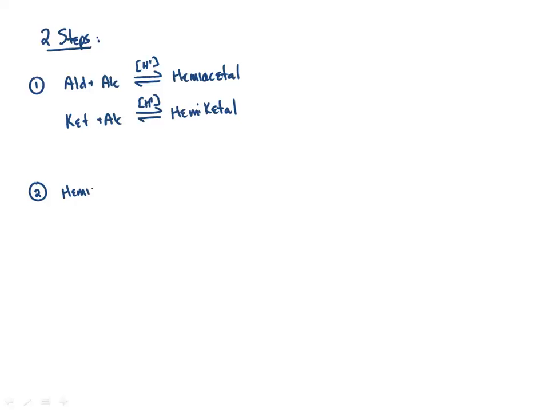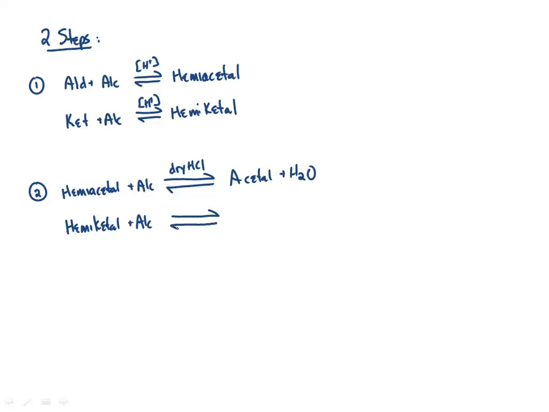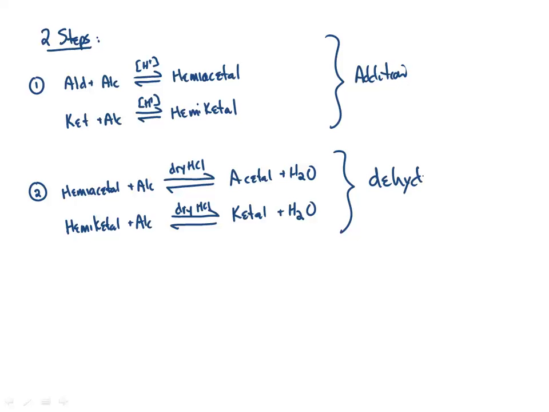Step 2 is I can take that hemiacetal and I can add more alcohol to it, and I can make an acetal plus H2O. And then, of course, if I take my hemiketol plus an alcohol, I can make my ketol plus H2O. And what we're going to see is that that first set of reactions is simply addition. The second set of reactions is dehydration.